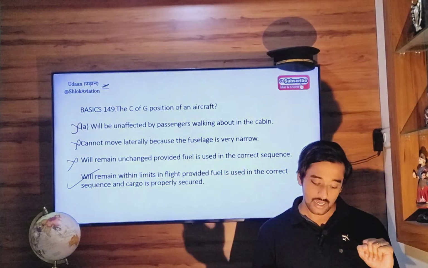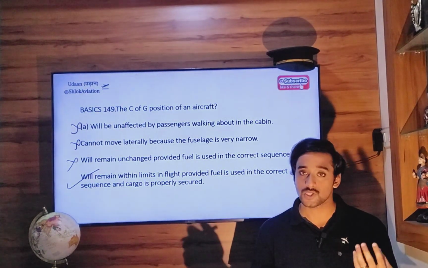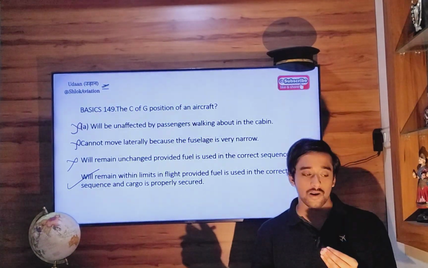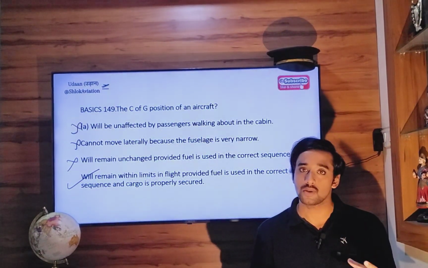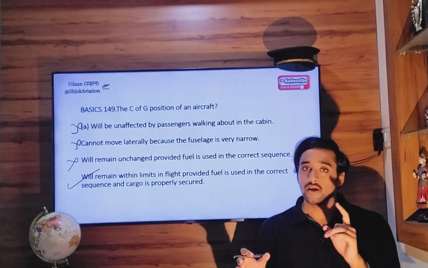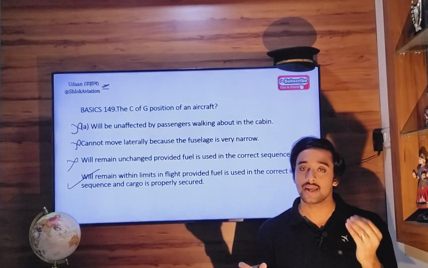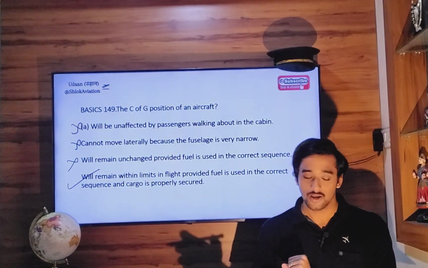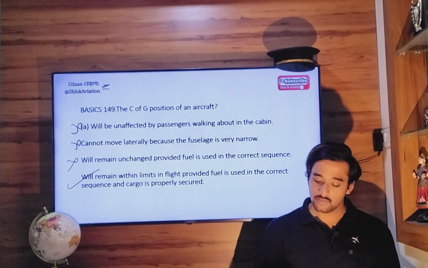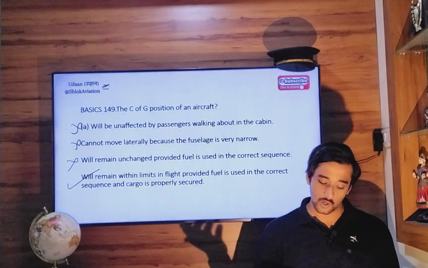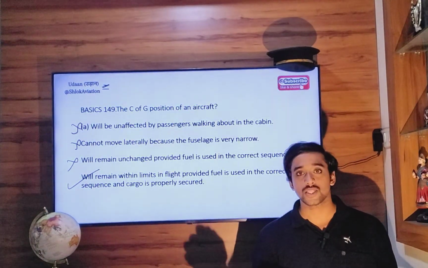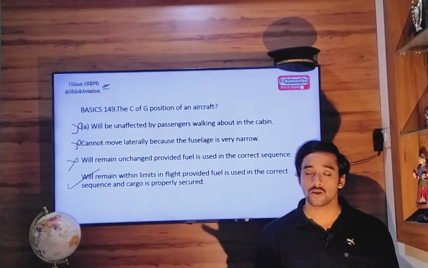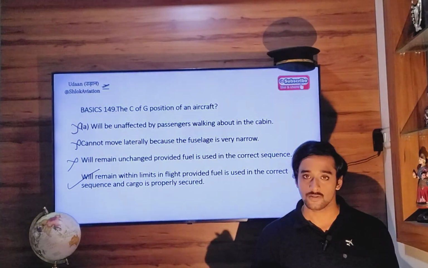The only advantageous or positive thing about this is that the center of gravity is made to remain within the limits, the forward limit and the aft limit, by following the correct sequence of fuel consumption as specified by the manufacturer. So it will remain within limits provided fuel is used in the correct order or sequence and cargo in the cargo section is properly secure. It should not move here and there. All the cargo must be tied and secure.